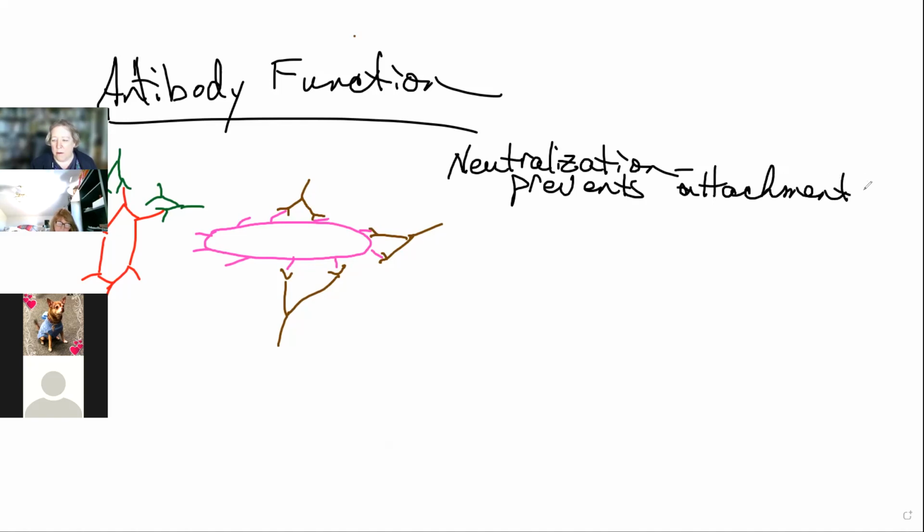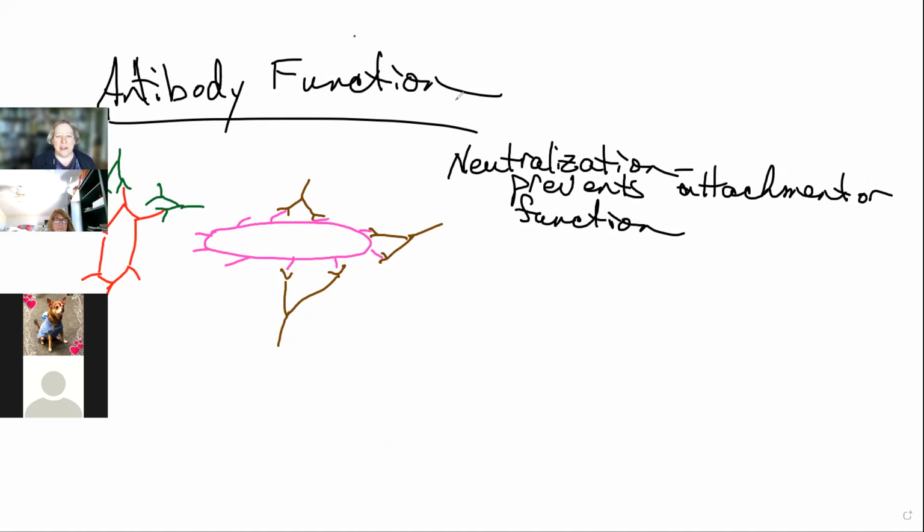Okay, or function. Okay, because antibodies can neutralize toxins too, in exoenzymes. So that's neutralization. All right, now we've got all sorts of FC portions sticking up here.